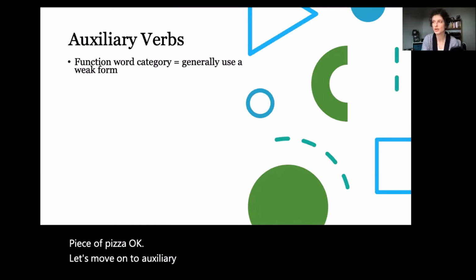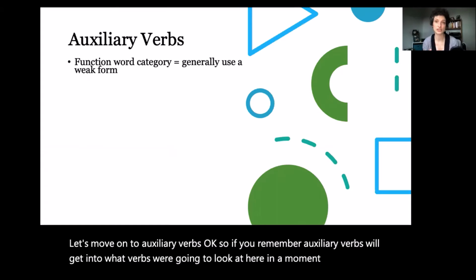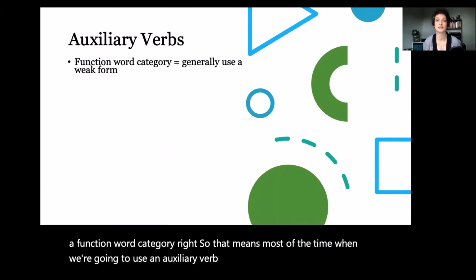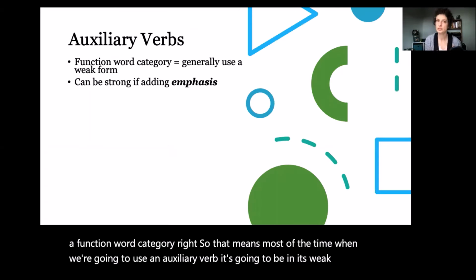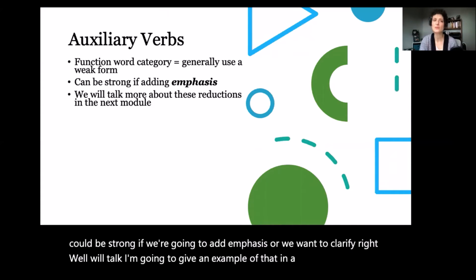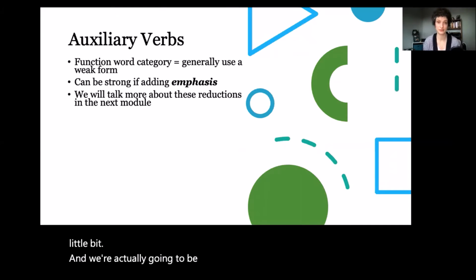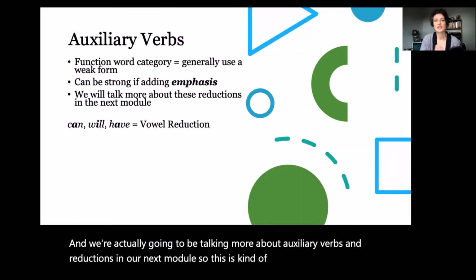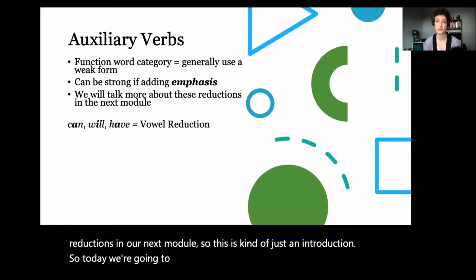Okay, so if you remember auxiliary verbs, we'll get into what verbs we're going to look at here in a moment, but these are a function word category, right? So that means most of the time when we use an auxiliary verb, it's going to be in its weak form. But it could be strong if we want to add emphasis or clarify. I'm going to give an example of that in a little bit. We're actually going to be talking more about auxiliary verbs and reductions in our next module. So this is kind of just an introduction. Today we're going to be looking at 3 auxiliary verbs: can, will, and have.